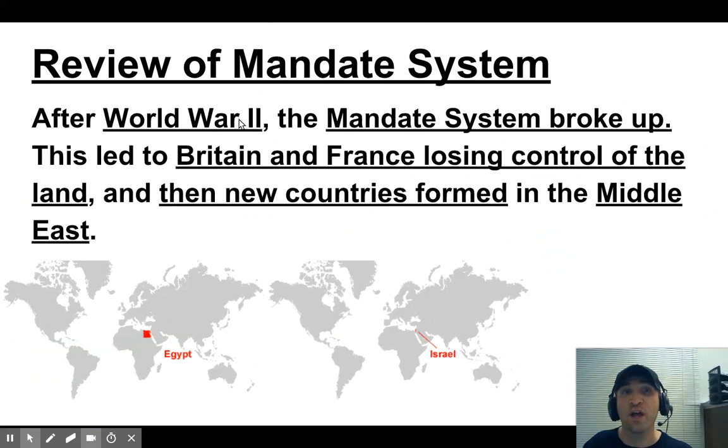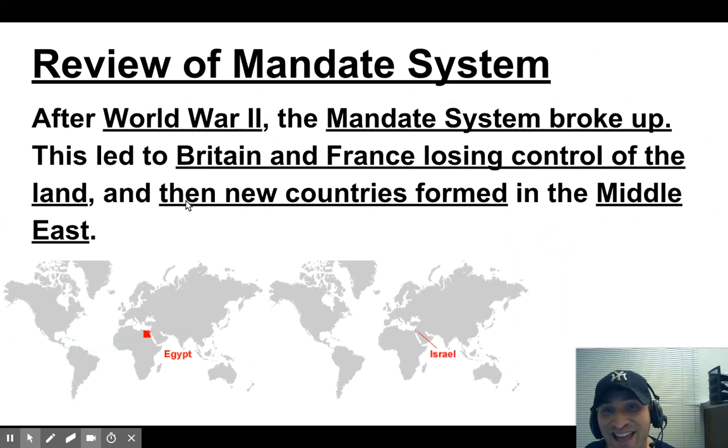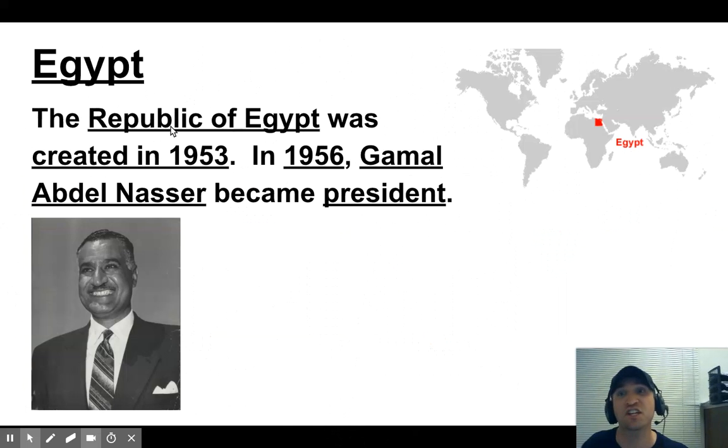After World War II, the mandate system broke up. This led to Britain and France losing control of the land, and then new countries formed in the Middle East. And we're right now going to be talking about Egypt and Israel. First, Egypt. There it is in northern Africa. The Republic of Egypt was created in 1953. In 1956, Gamal Abdel Nasser, or Nasser, became president. And here he is, President Nasser.